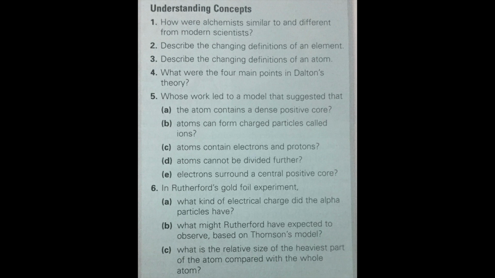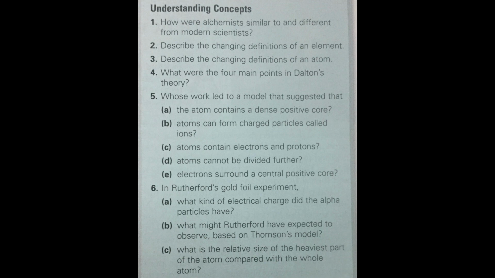Understanding concepts. 1. How were alchemists similar to and different from modern scientists? 2. Describe the changing definitions of an element. 3. Describe the changing definitions of an atom. 4. What were the 4 main points in Dalton's theory?